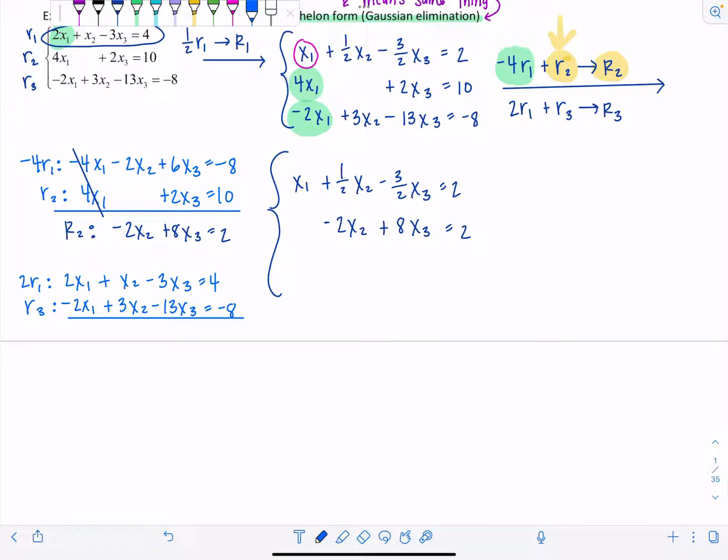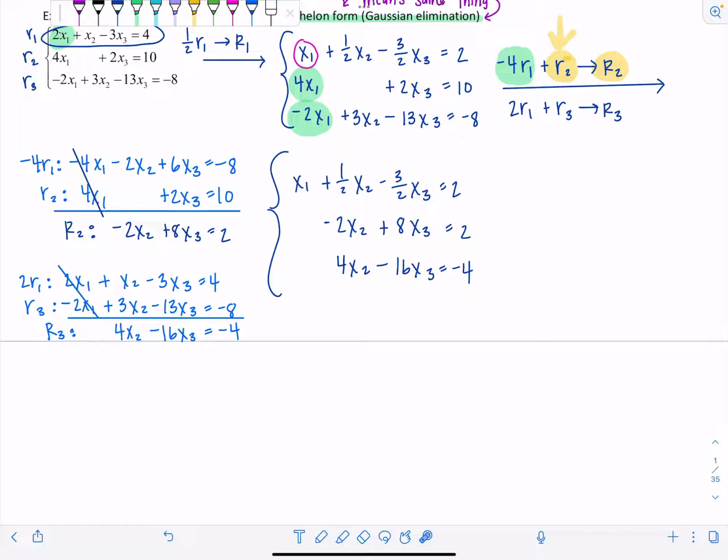This is my new row 3. So this is gone. Then we have 4x2 minus 16x3 equals negative 4. So let's add that in here. So 4x2 minus 16x3 equals negative 4. All right, good. So basically this whole column's taken care of.